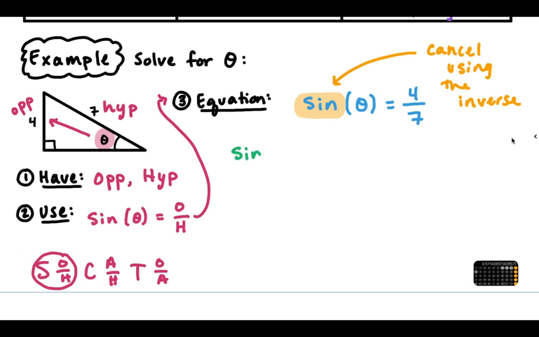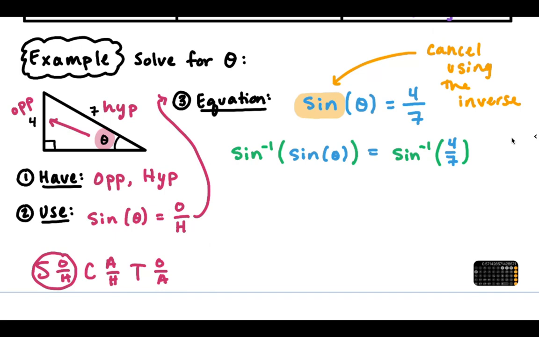So I've got sine inverse, and then inside the sine inverse, I have what's on the left side of my equation. So sine theta is inside there. So I've just applied sine inverse to the left side of my equation. Since I applied it to the left side, I also need to apply it to the right side. So I'm also going to do sine inverse of, and then the right side of my equation was 4 over 7.